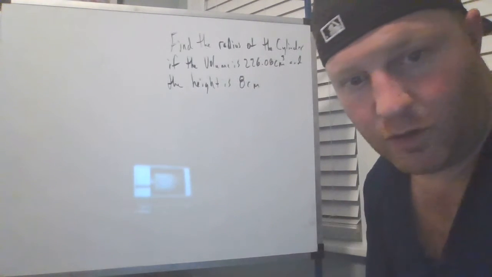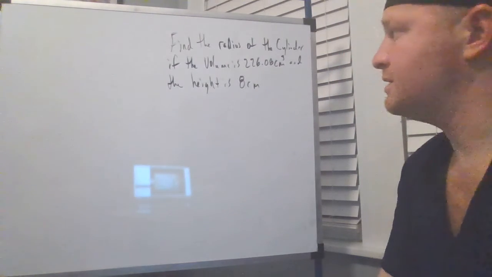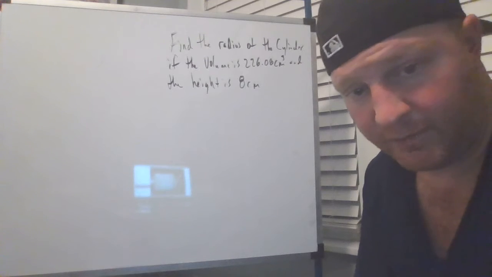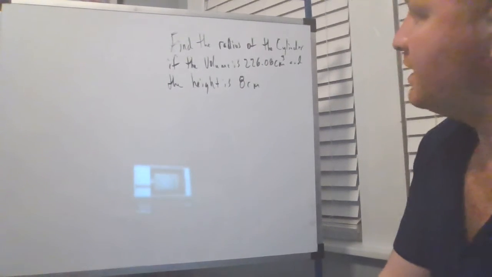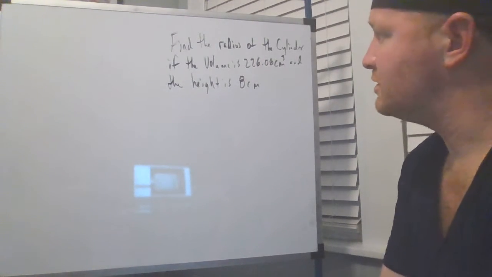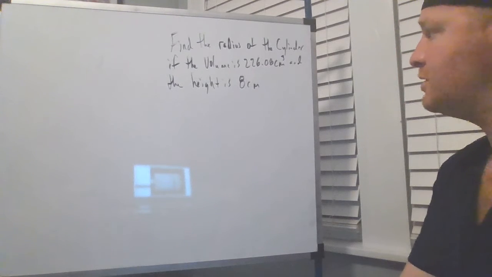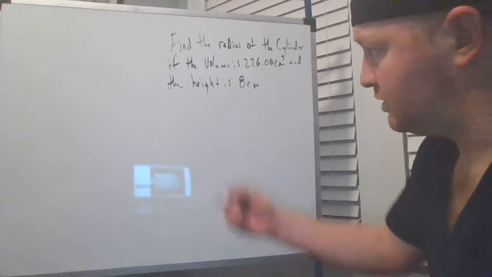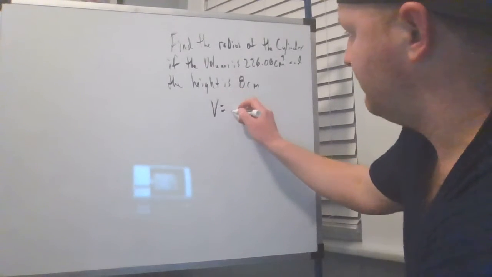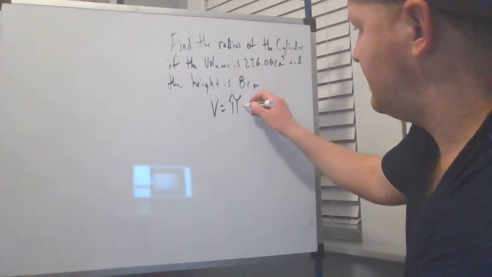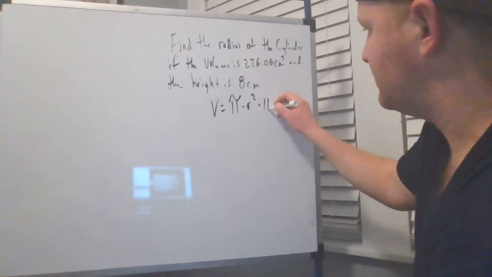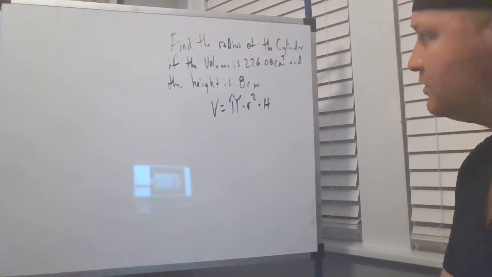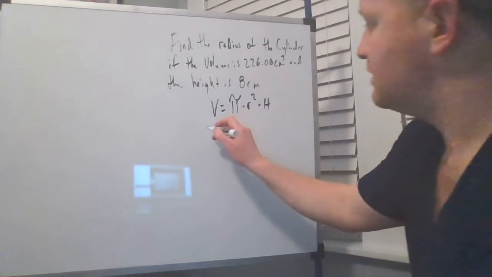Okay, so for my new example, this is a question that some of you might see, that might have seen in last night's homework or definitely in today's work, but it's find the radius of the cylinder if the volume is 226.08 centimeters cubed and the height is 8 centimeters. Now, the way you start all these problems is you start with the formula. Volume equals pi times radius squared times height for a cylinder. And all you got to do is ask yourself, well, what letters do I know? I know my V, so this is easy.